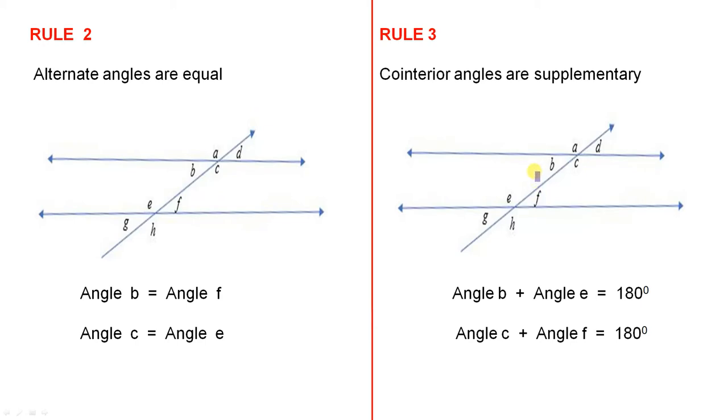The thing with co-interior angles, they're both inside the parallel lines, but on the same side of the transversal. So those two are on the same side, and those two are on the same side. And when you add them together, you get 180 degrees. And that's why the co-interior angles are supplementary.